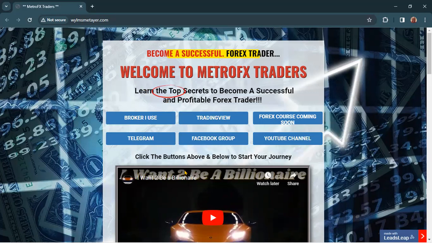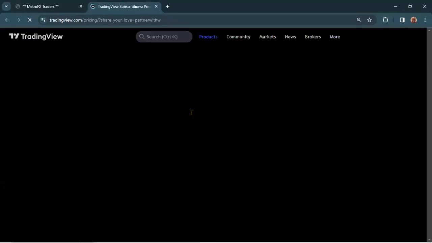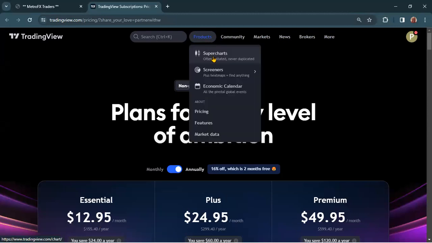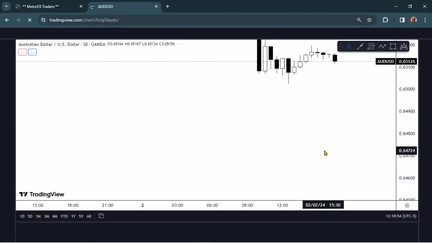Okay, let me go to TradingView. Again, TradingView is free, but they have some really good monthly plans, because you'd eventually want to use this tool for yourself. If you're building a house, you can't have no tools. You have to have tools to build your house, right? So these are the tools that you need to invest in to be successful.